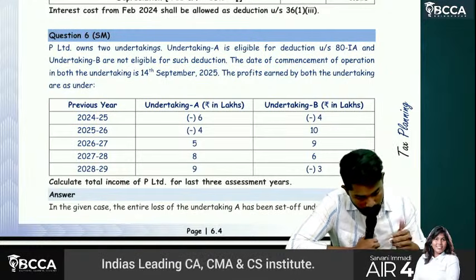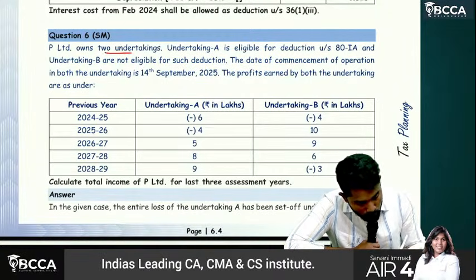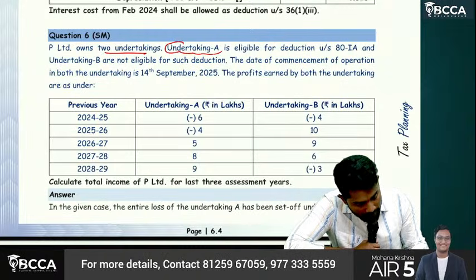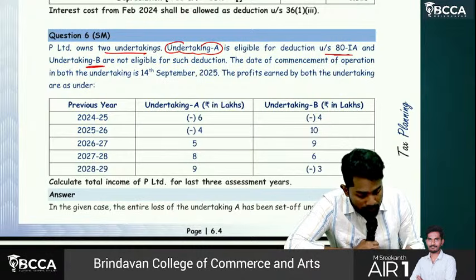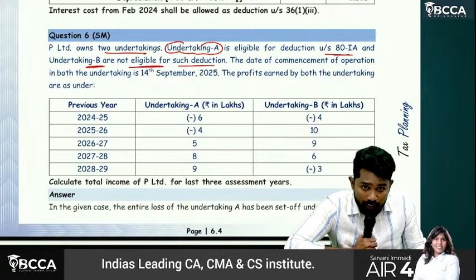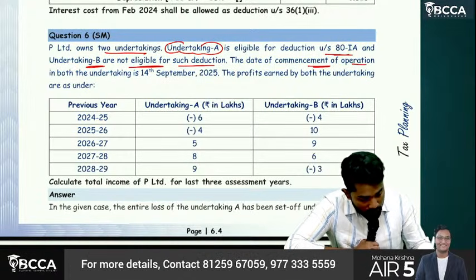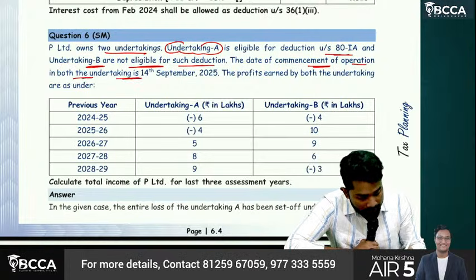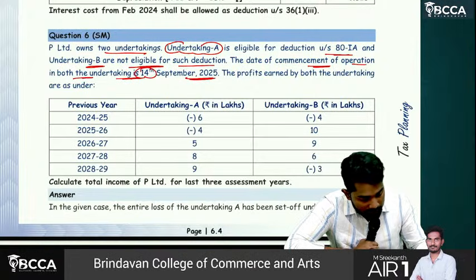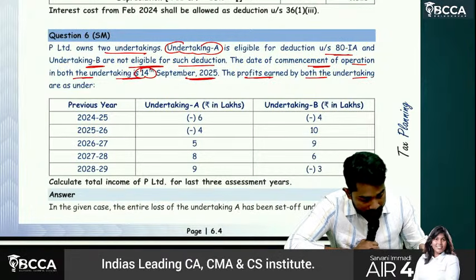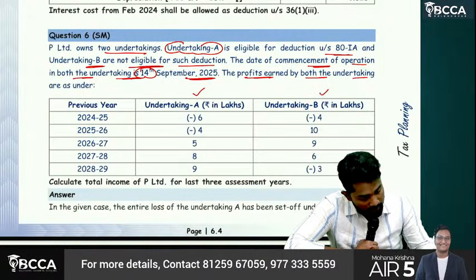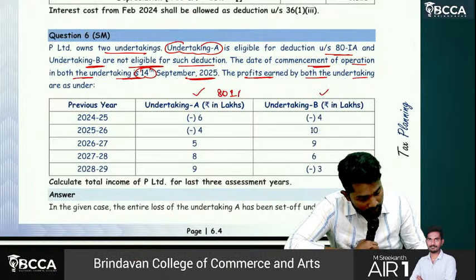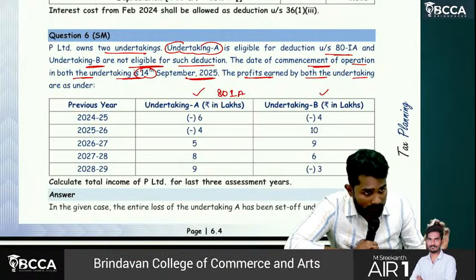See here. P Limited owns two undertakings. Undertaking A is eligible for deduction under 80IA and undertaking B is not eligible for such deduction. The date of commencement of operations of both the undertakings is 14th September 2025. The profits earned by both the undertakings are as under. Same as before, sir, only two undertakings. A is 80IA. B is the other, non-eligible one.